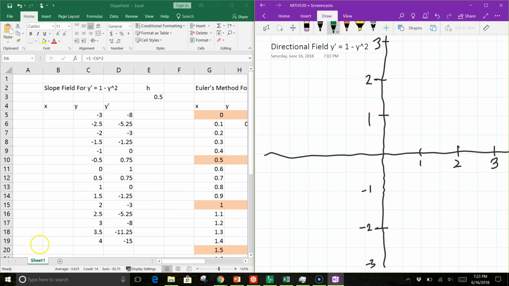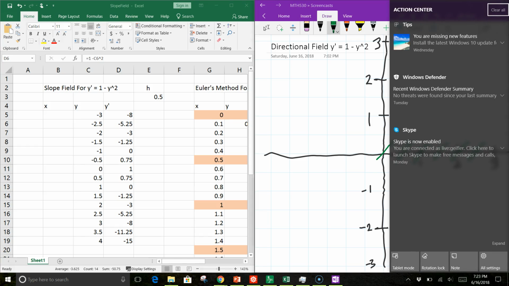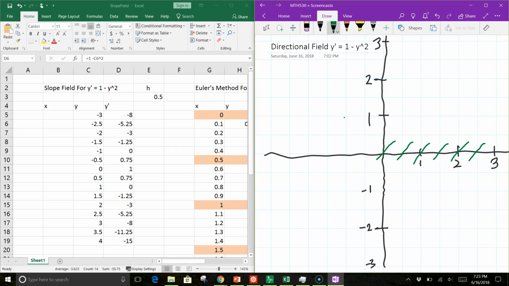So as you can see over here, for y equals 0, any slope along y equals 0 will give me 1. So I'll draw those on my slope field. Then you can also see that at y equals 1, the slope is 0. So I'll draw those slope lines.